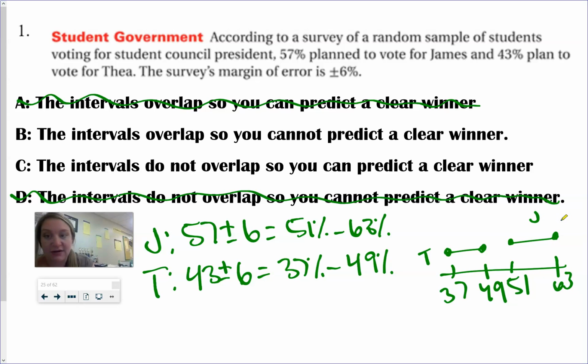Okay, so because they are not overlapping, we can predict a winner. So our answer here is going to be C. We can clearly state that James is going to be the winner of this student council election.